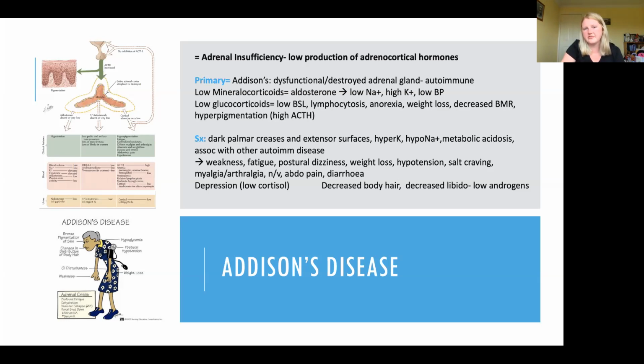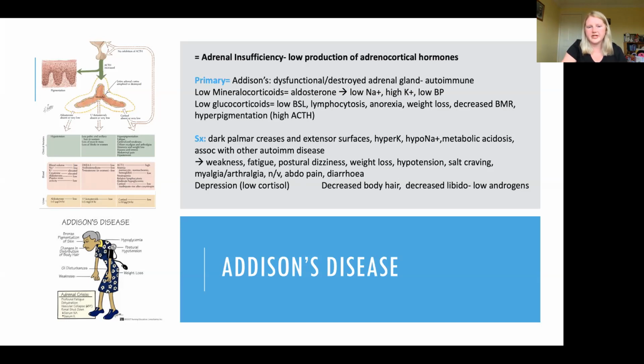So as I've mentioned, there is electrolyte disturbances because we are losing aldosterone. Well, we actually don't have aldosterone present. And aldosterone would normally cause the release of potassium into the urine and uptake of sodium. So because of this, we see hyperkalemia and hyponatremia when it's not present. And this can manifest in a number of different symptoms, which can be seen here. So the weakness, fatigue, dizziness, weight loss, salt cravings, muscle aches and pains, nausea, vomiting, abdo pain, and diarrhea.